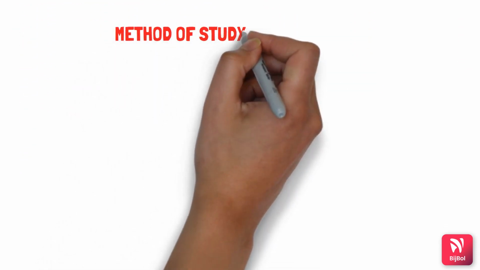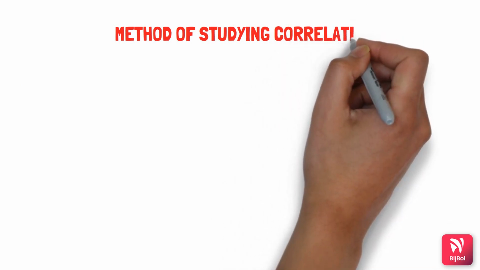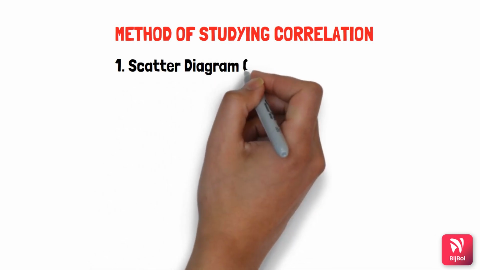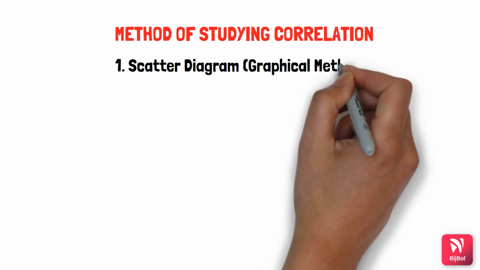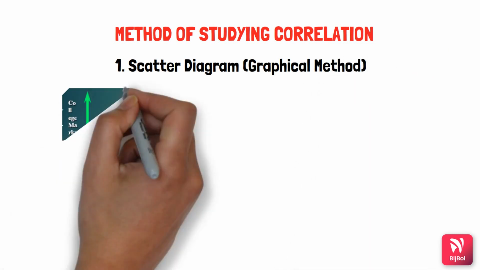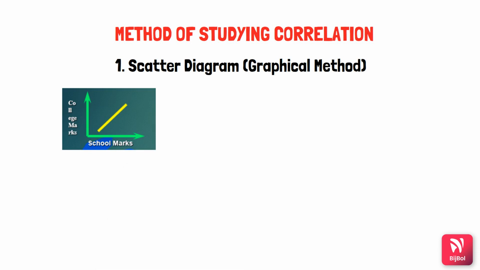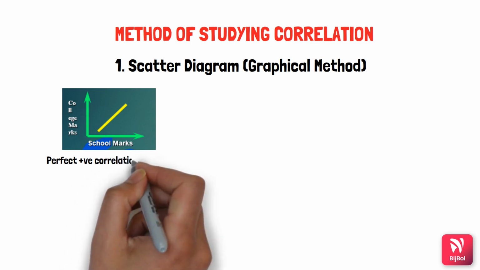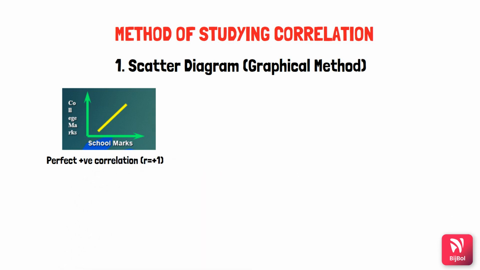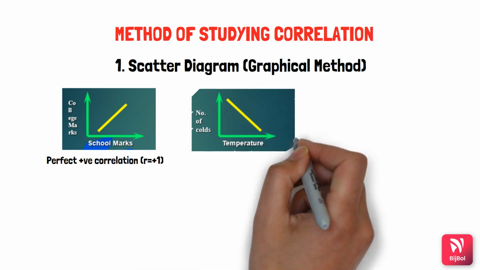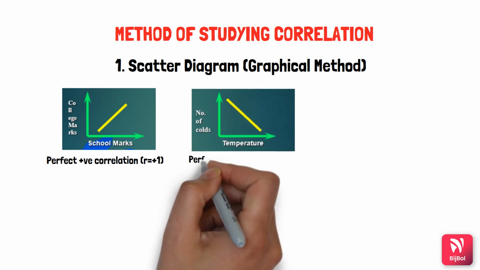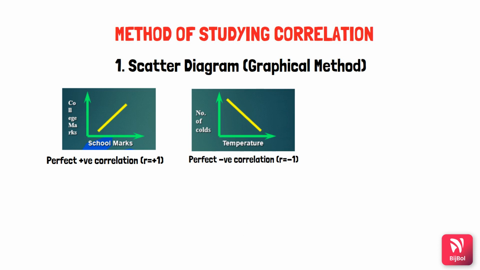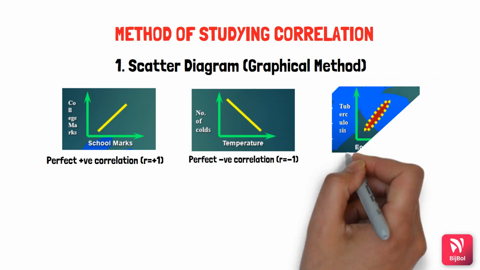Now let us see the method of studying the correlation in the form of the graphical method. So graphical interpretation, how do you do it? You do it with the help of scatter diagrams. Now let us see each one with an example. The first diagram here is a perfect positive correlation between the college marks and the school marks, the two variables. The next one is a perfect negative correlation with the number of colds and the temperature. So the number of colds occurring and the temperature have a negative relationship.